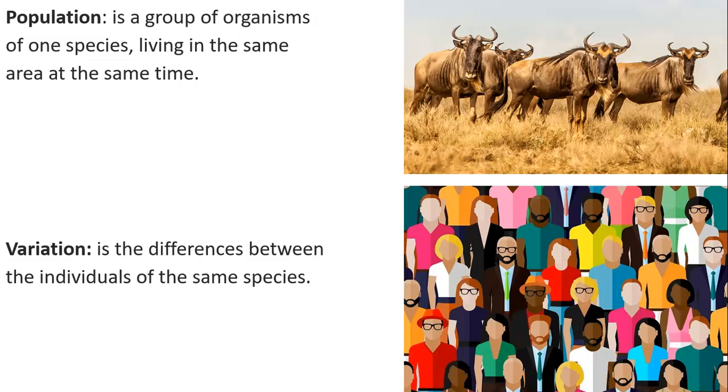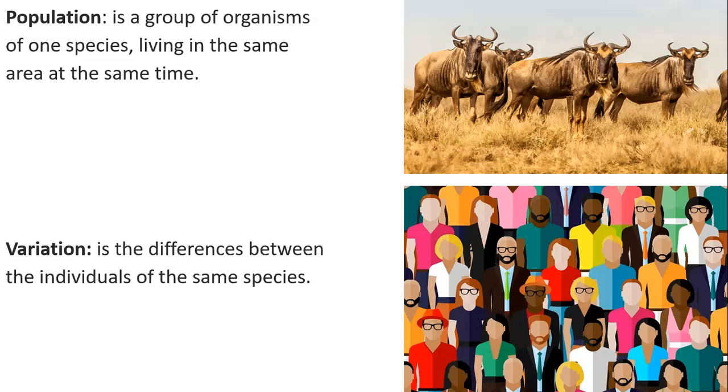the same time. Like, if I'm going to say the population of Egypt of humans, this means that humans, which are the same species, living in the same area, which is Egypt, at the same time, which is year 2026. So this is a population.